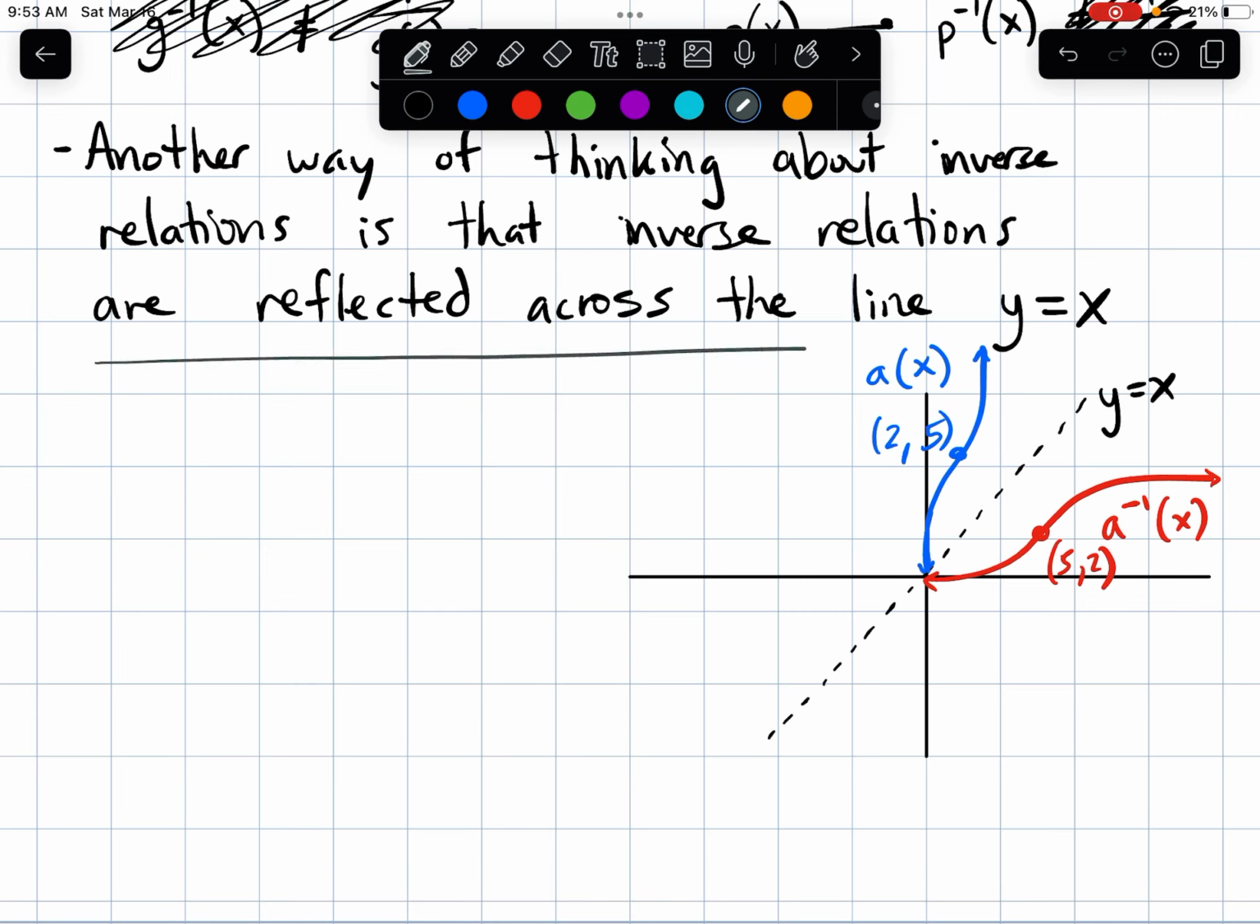Basically, another way to think about this is that it's reflected across the line y equals x. So this kind of has a mirror image happening as you flip it, as you reflect it across that line y equals x there, okay? So it's kind of this mirror image thing happening across this line y equals x. Right.